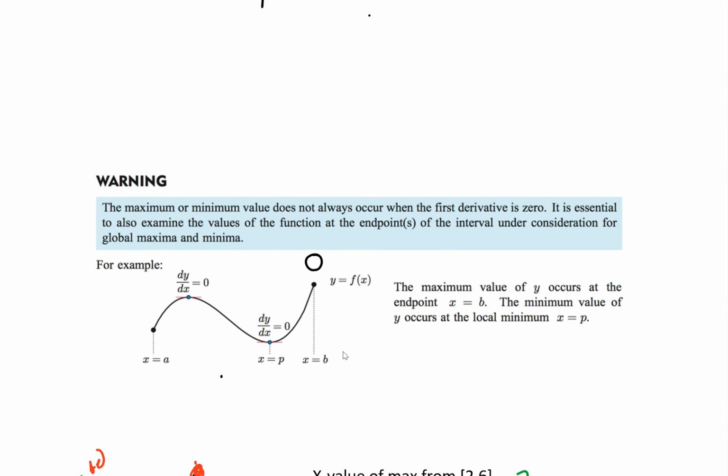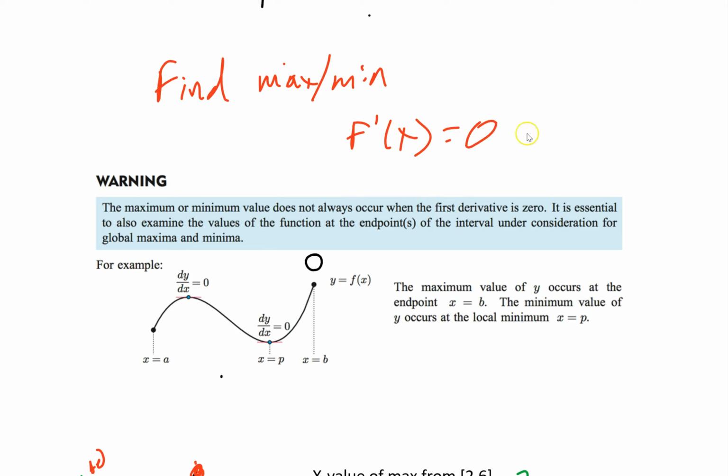So when we're looking for the max, the way we find the max or min is, first we set the derivative equal to 0, to find our critical points, or undefined, to find our critical points. And then when we hit those critical points, we're going to plug them into the original function to find the value. But we're also going to plug in the endpoints.